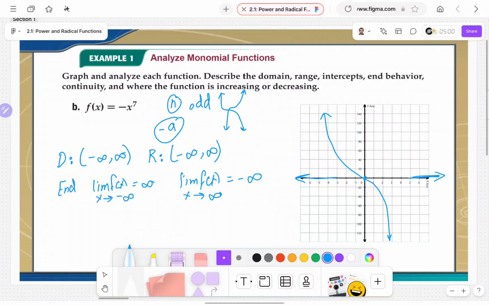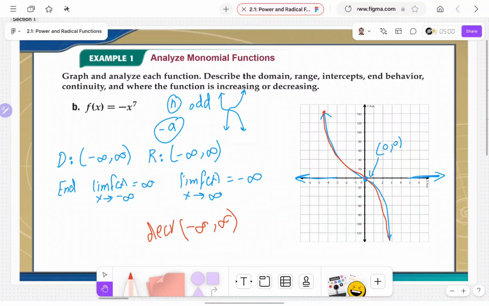Do I have an intercept? So the intercept is 0. 0 is the intercept. Is there any discontinuity, removable, infinite, jump? No, so it's continuous everywhere. And is this one an increasing or decreasing function? So start from the left. On the left it was up, okay, and then it goes down, down, down, still goes down forever. So it's a decreasing function from negative infinity to positive infinity. It's a decreasing function. I hope you understand this.